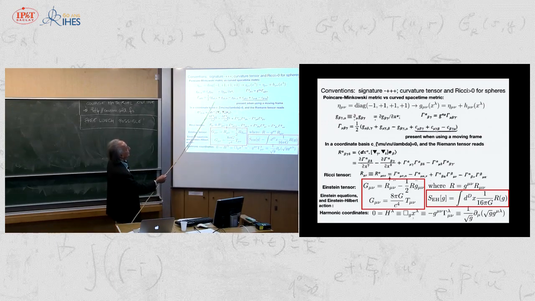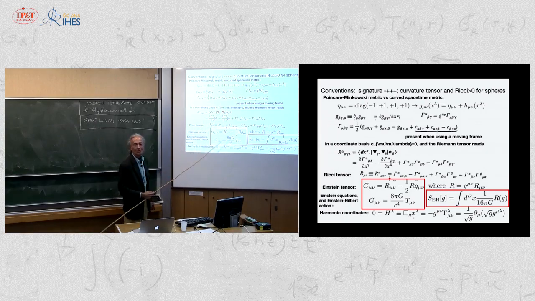From Christoffel symbols, you define the curvature tensor, which is derivative of the connection plus connection times connection. This is a 4-index object, the Riemann-Christoffel curvature tensor. If you contract the Riemann curvature tensor over these indices, you get an object which contains 2 derivatives of the metric, which is the Ricci tensor.